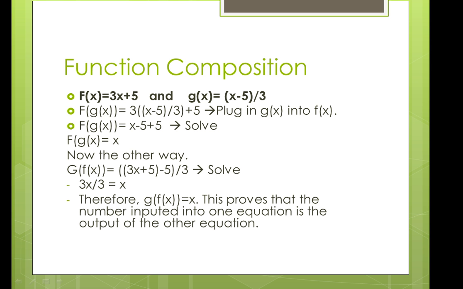Now if you do it the other way, you would do g of f of x, and that would equal (3x plus 5 minus 5) divided by 3. To solve that, you would divide by the 3, so they'll cancel out, and the plus 5 minus 5 would cancel out also, and that would equal x. Therefore, g of f of x equals x. This proves that the number inputted into one equation is the output of the other equation.